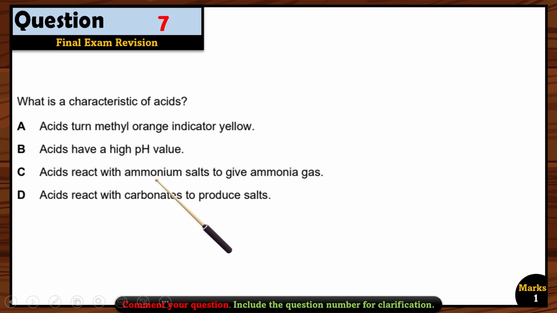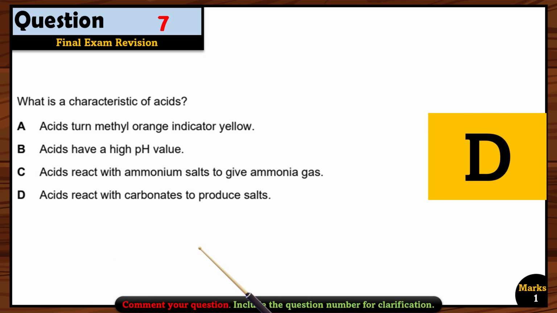Acid reacts with ammonium salts to give ammonia gas. That is also wrong. Always the bases react with ammonium salt to give you ammonia gas. Okay. Acid reacts with carbonates to produce salts. Yes, that's right. All the acids, even if they are weak or strong, whenever they react with carbonates, they will produce salts. So option D is the right option over here.